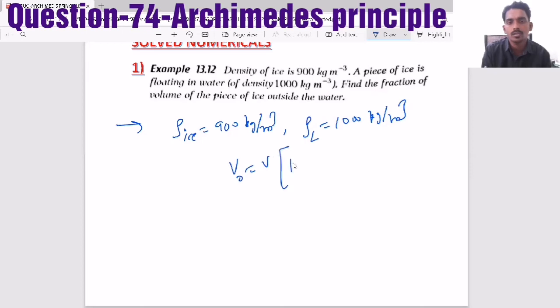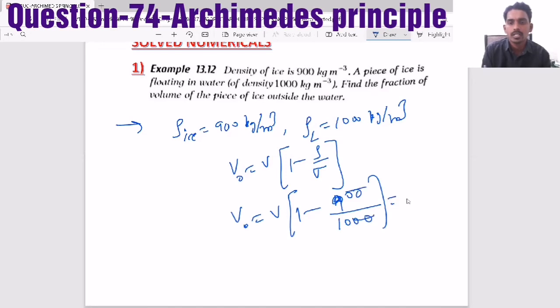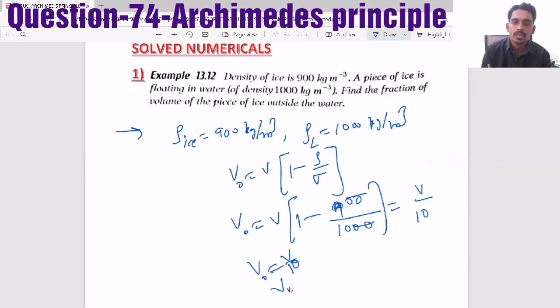So V naught equals V into 1 minus rho by sigma, where rho is the density of the solid, ice, 900, and sigma is the density of the liquid, water, 1000. So that gives V by 10. One tenth of the volume is outside. That means inside how much will there be? 9V by 10.